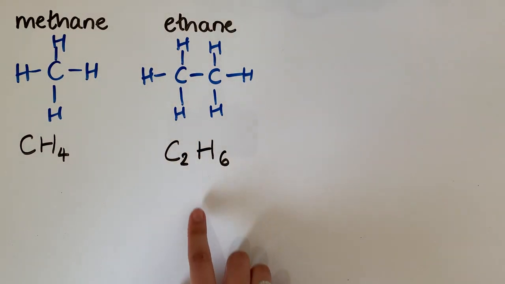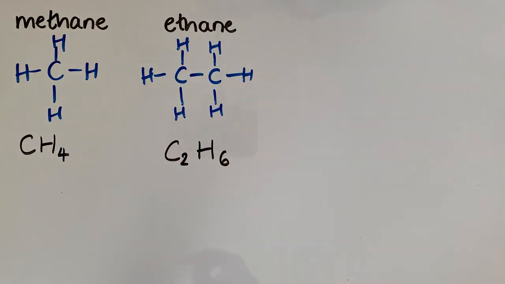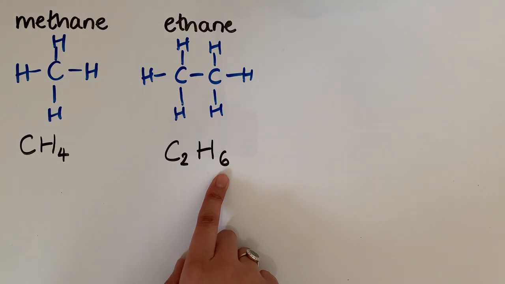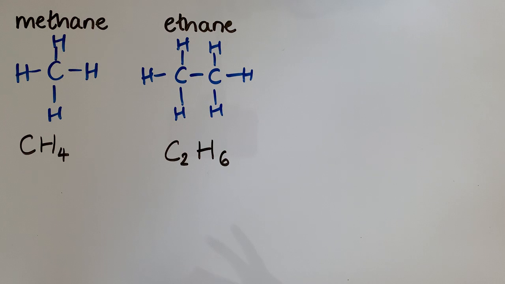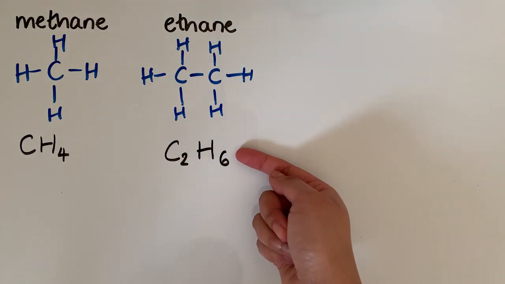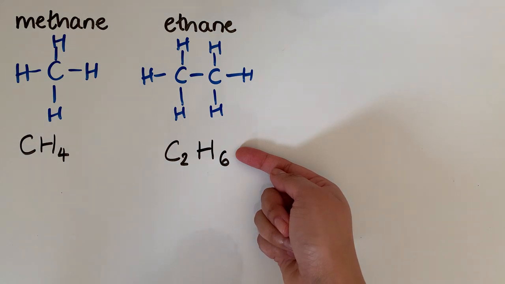If we use the general formula, if we have 2 carbon atoms, it's 2n+2 for the number of hydrogens. So 2 times 2 is 4, plus 2 is 6. So that matches the general formula as well. So this is a displayed formula, and this is what we call the molecular formula.